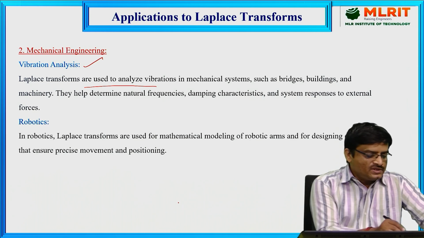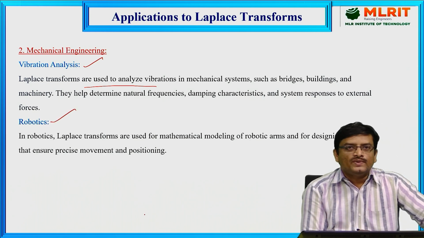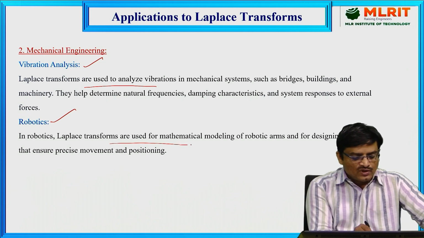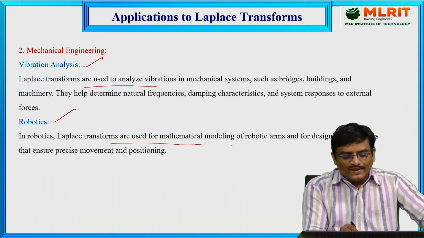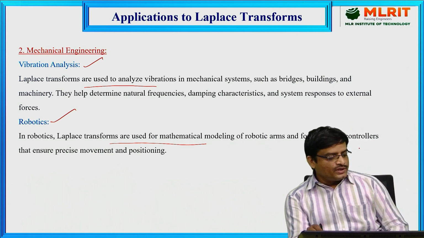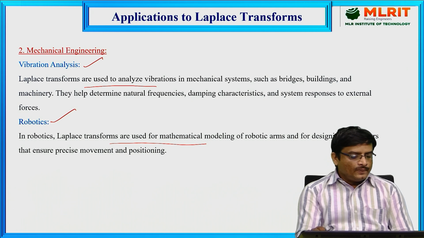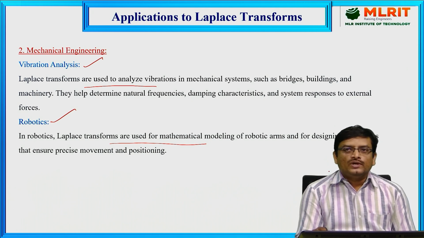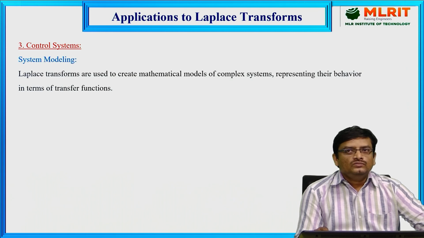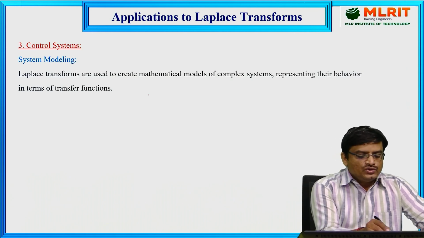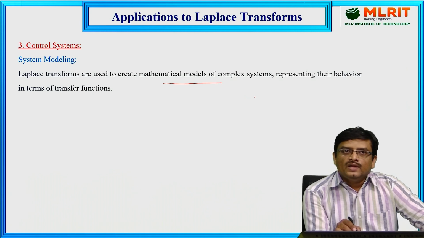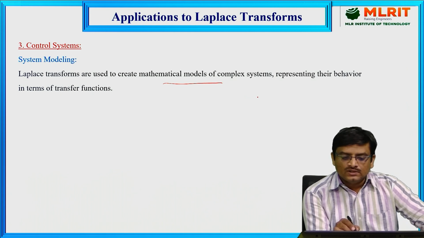And as we already said, we will use this Laplace transform technique in robotics. In robotics, Laplace transforms are used for the mathematical modeling of robotic arms and for designing the controllers that ensure the movements and positions of the robots. In control systems, Laplace transforms are used to create mathematical models of complex systems, representing their behavior in terms of transfer functions.